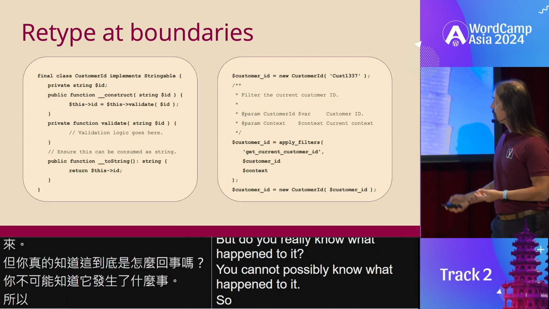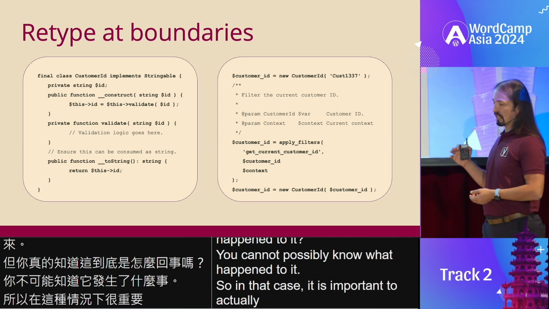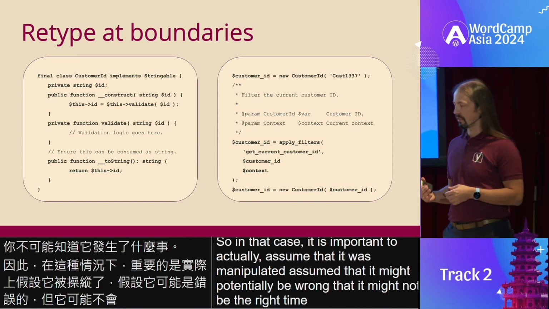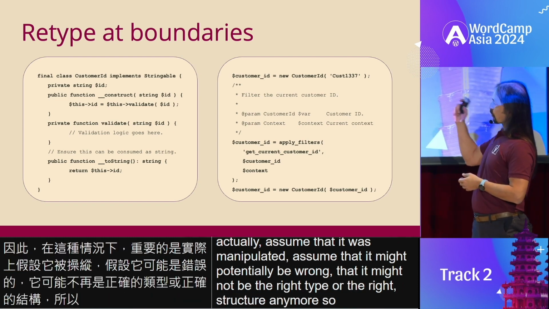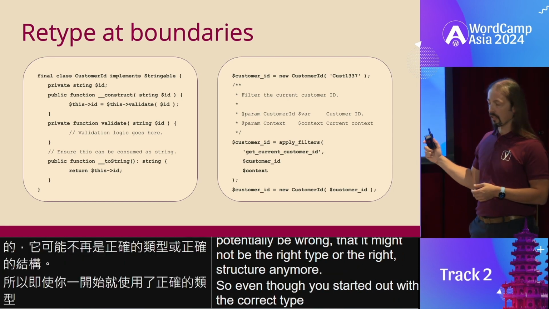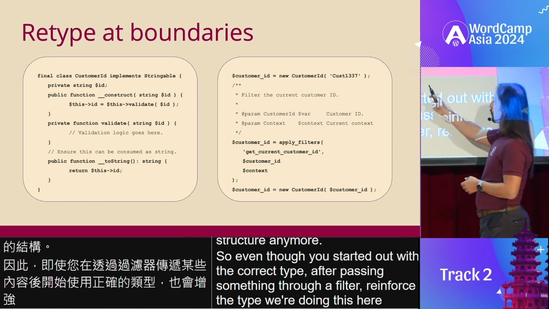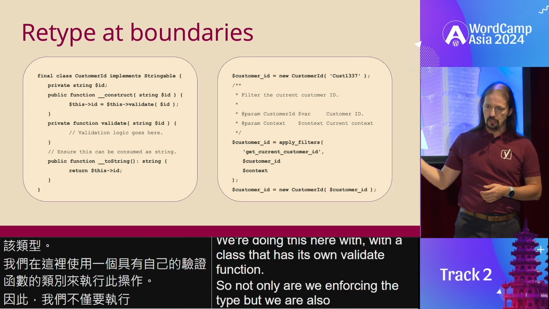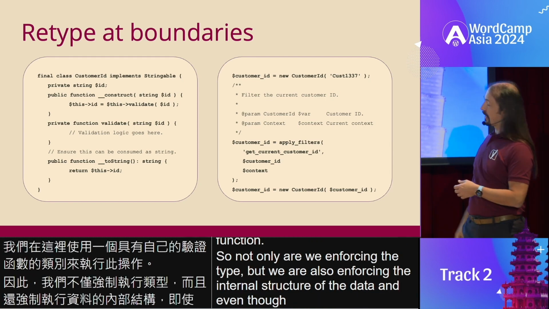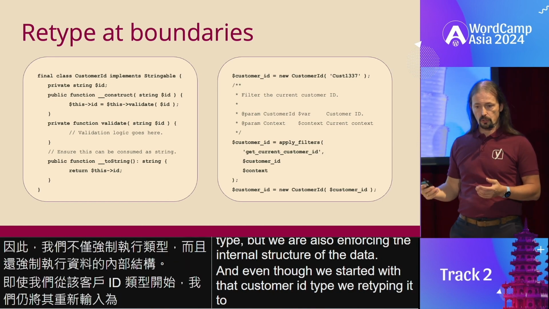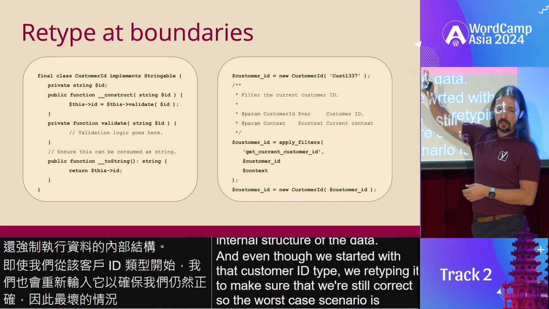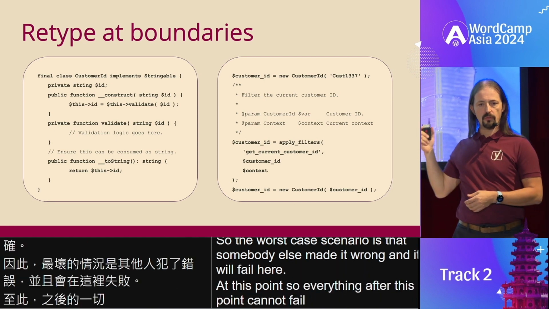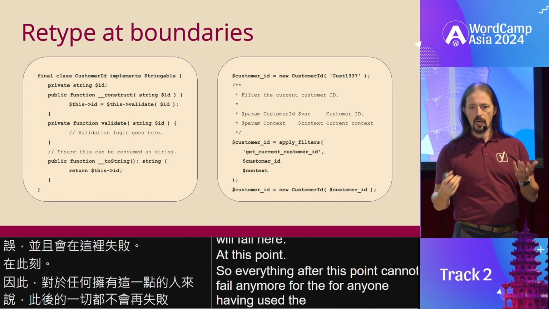So in that case, it is important to assume that it was manipulated, assume that it might potentially be wrong, that it might not be the right type or the right structure anymore. Even though you started out with the correct type, after passing something through a filter, reinforce the type. We're doing this here with a class that has its own validate function. So not only are we enforcing the type, but we are also enforcing the internal structure of the data. Even though we started with that customer ID type, we're retyping it to make sure that we're still correct. The worst case scenario is that somebody else made it wrong and it will fail at this point. Everything after this point cannot fail anymore for anyone having used the filters wrong. That's the type of boundaries we can use.